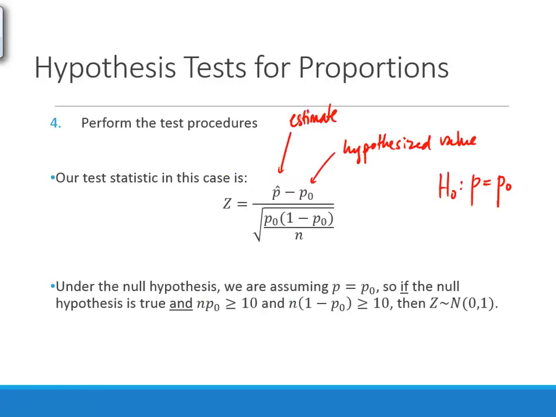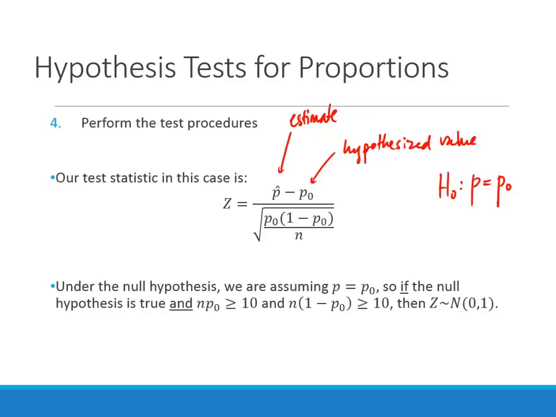Okay, so is everybody okay with that? Why we're dividing by p0 here? You definitely don't want to divide by p hat. P hat times 1 minus p hat over n is what we looked at when we were doing confidence intervals. Here we put in p0 because that's what the null hypothesis tells us the value of p is.